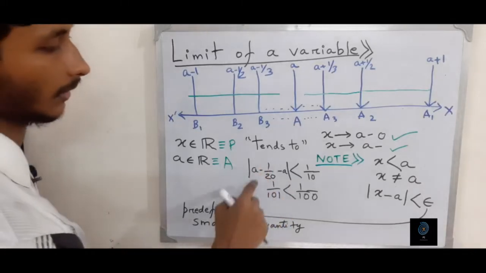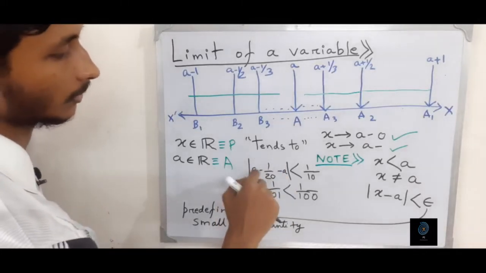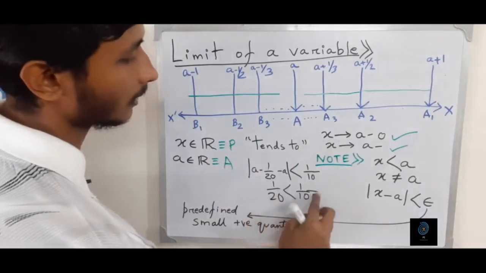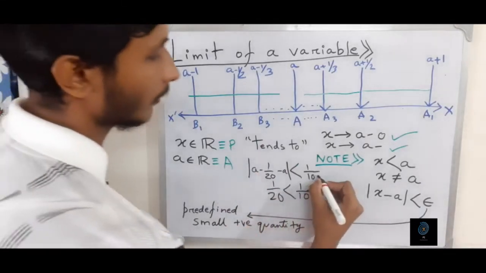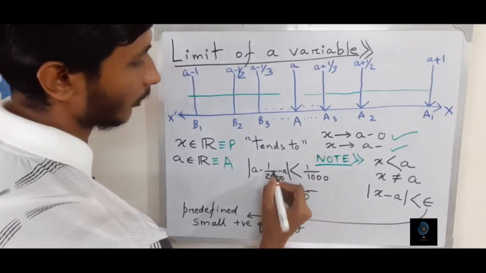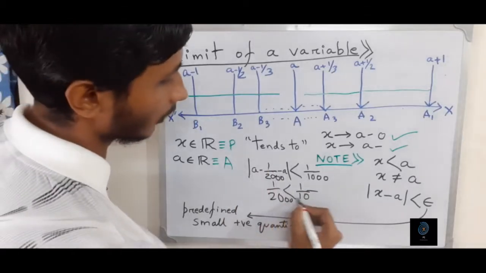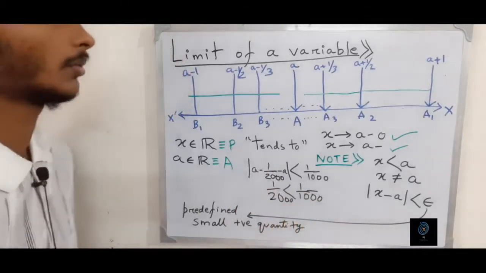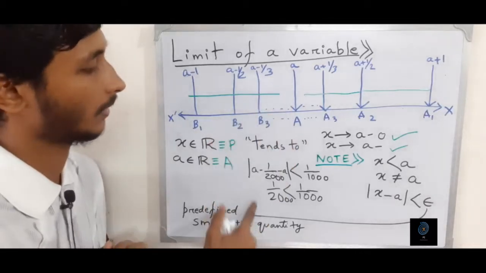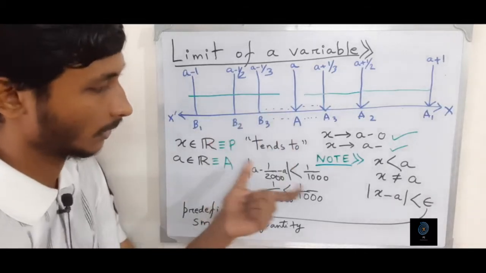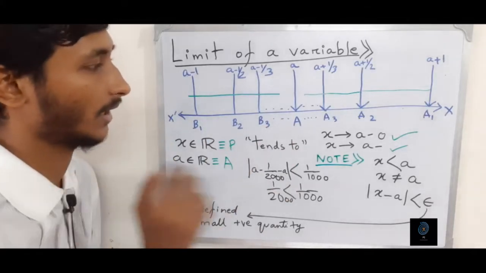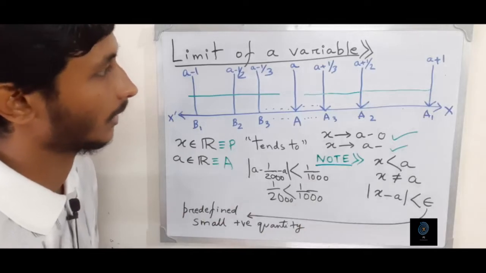So what is the absolute difference? a cancels out. Absolute value of minus 1 by 20 is 1 by 20, which is less than 1 by 10. Again, if we fix epsilon equal to 1 by 1000, take this as 1 by 2000. So this will be 1 by 2000, which is less than 1 by 1000. So no matter how small you fix this epsilon, we will get a value of x at some point for which this absolute difference will be less than that epsilon. So this is what I mean by x tends to a from the right hand side and x tends to a from the left hand side.